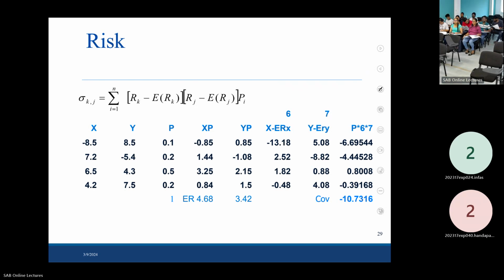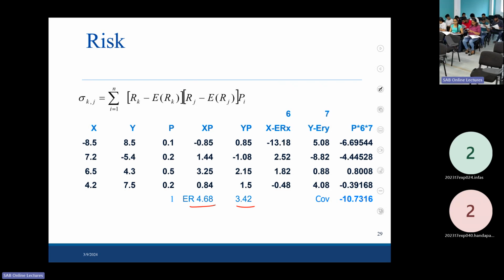We get expected return X 4.68, expected return Y 3.42. This is the expected return. So if you know the forecasted return and the distribution of this forecasted return, based on the forecasted return and the relevant probabilities, you can calculate the expected return. Okay, I think that is not difficult, because for the exam you are given all forecasted returns and the relevant probabilities are provided. So then you can calculate the expected return.